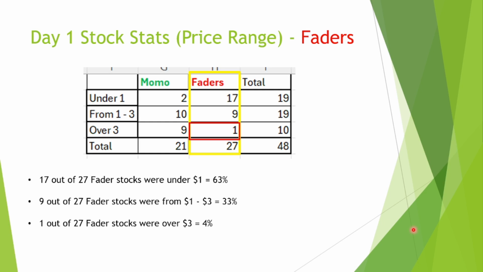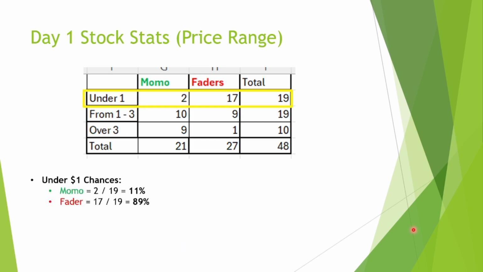17 of the faders were... 63% of the fading stocks were stocks under $1. So basically, you want to stay away or understand that the penny stocks are not as hot as they once were. Over half of the fading stocks were penny. Yes, that is correct.